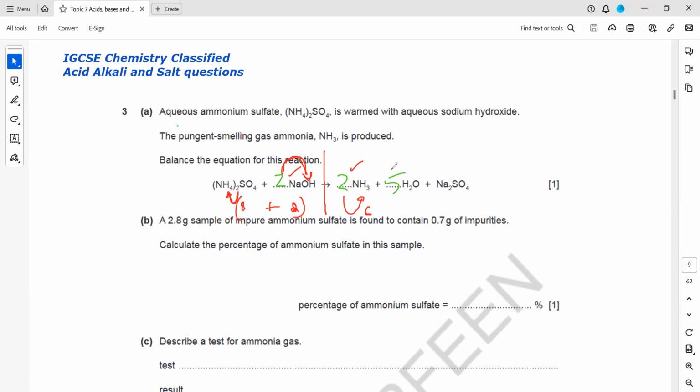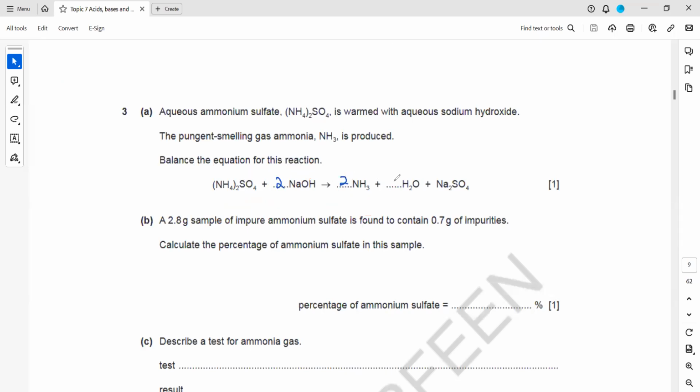It cannot be 5, because if I write 5, 5 multiplied by 2, 10 plus 6 makes 16. So that won't be correct. So what should be the number here? It should be 2, because 2 multiplied by 2 makes 4, and 6 plus 4 makes 10. And you can check the oxygen should also be balanced. So how is oxygen balanced? You have 4 plus 2, 6, because there's 4 and 2. So you have 2 here and you have 4 here. So oxygen is also balanced. So this is a balanced equation. You just have to write 2 here, 2 here, and 2 here.